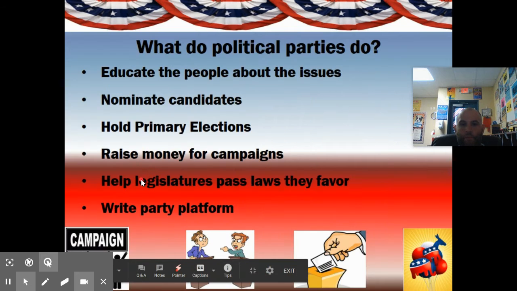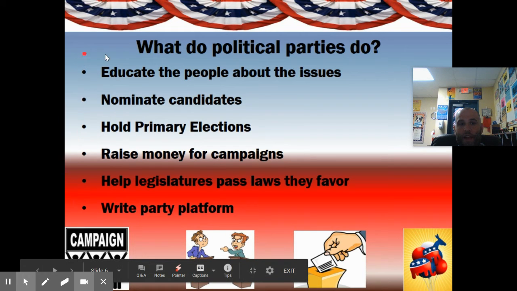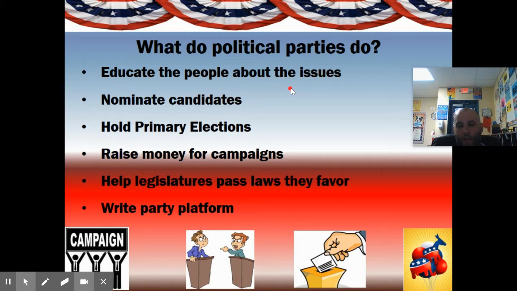Okay. So what do political parties do? You definitely need to write this down on the left, and then on the right-hand side, you would write all of this down. So what do political parties do? They educate the people about issues. What are the important issues? What are the issues on the ballots? What do political parties believe in? Another thing political parties do that's really important is they nominate candidates. Instead of choosing from hundreds of people, the Democrats will choose their best candidate for president or Senate or governor, and the Republicans will choose their best candidate. So they choose candidates to run for office. They hold primary elections to help them choose candidates.